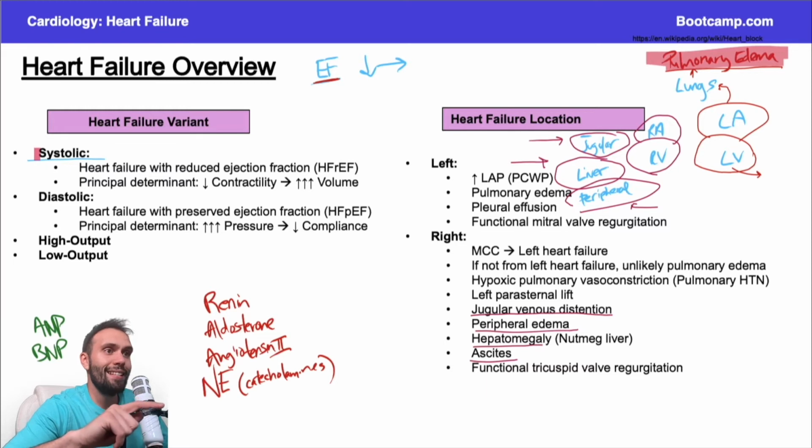Now, this is systolic heart failure. That's where we have a low ejection fraction and we have a backup of blood that's causing these symptoms. Now, think about this, right? You have systolic heart failure, okay?